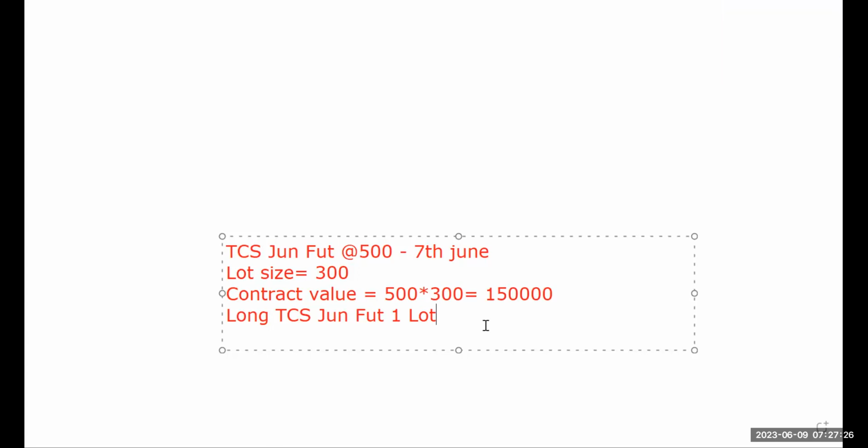Venkatekrishna, so that means one lot you have taken a long position in TCS. Long means I have purchased, I am on the buy side. Short means I am on the sell side.